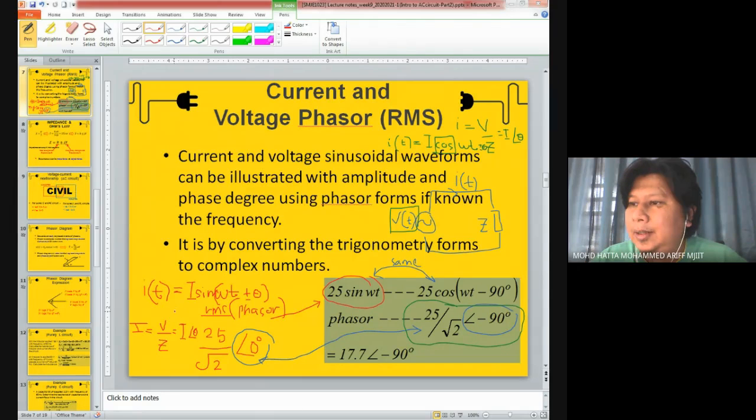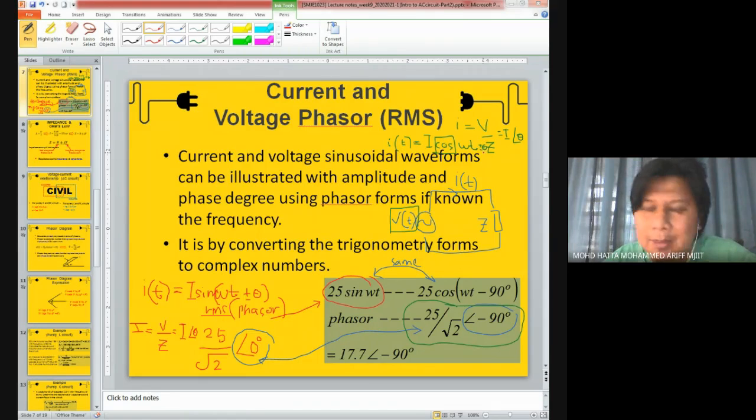If you look at the magnitude, the current magnitude is the same because we have 25 divided by square root of 2, same goes here. However, if you try to get the angle, the angle for the sine waveform is 0, and dividing by the angle of Z will give you one value. For negative 90 degrees, dividing by the angle of Z will give you another value, and the phase shift is about 90 degrees. So that's what the difference is all about.